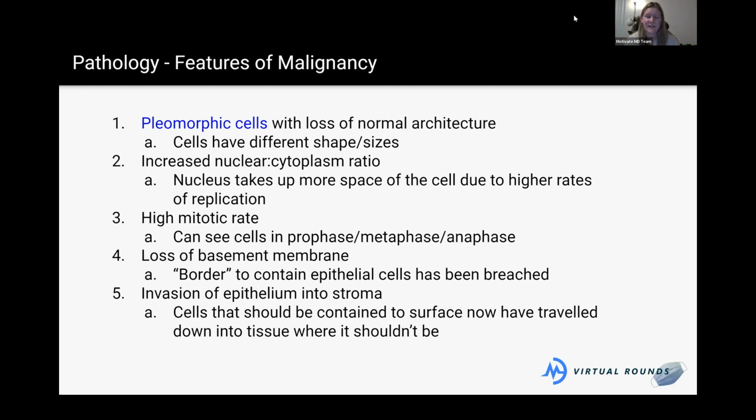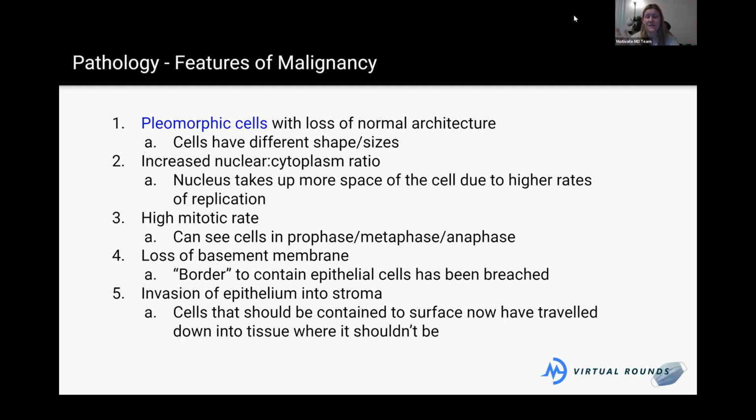And then 4 and 5, like I said, kind of go together. It's the loss of the basement membrane. You can't really see the basement membrane on true stain, like in that real picture that I showed. It doesn't have that nice outline dividing the epithelium from the underlying connective tissue. But in cancer, you do lose that, and it invades and goes into the underlying stroma or that underlying tissue.